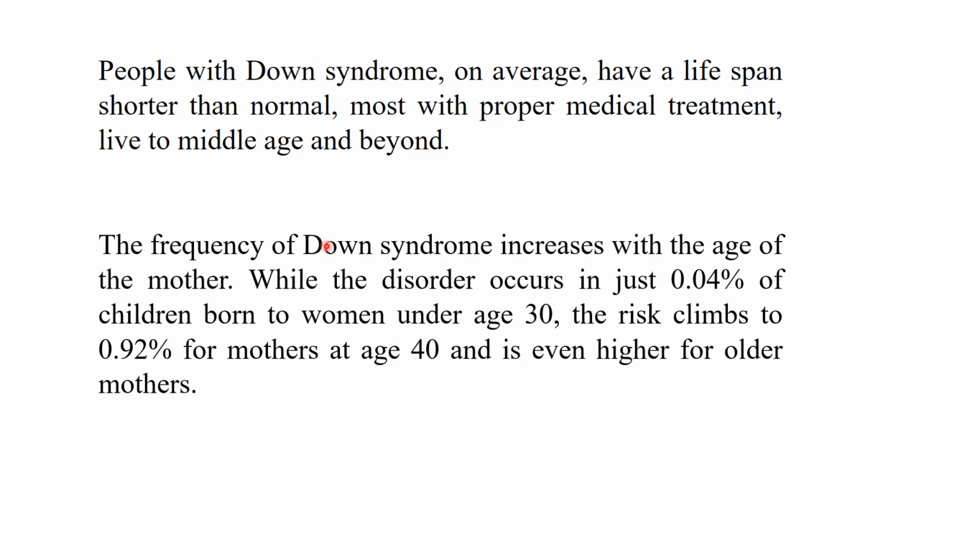The frequency of Down syndrome increases with the age of the mother, while the disorder occurs in just 0.04% of children born to women under age 30. If the woman's age is under 30, the chances of Down syndrome are very low, 0.04%. The risk climbs to 0.92% for mothers at age 40 and is even higher for older mothers because it mainly relates to the age of the eggs or ova. That's why when the mother's age increases, the risk of Down syndrome also increases.